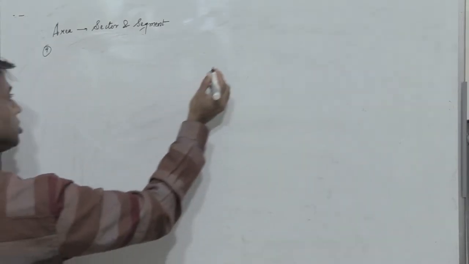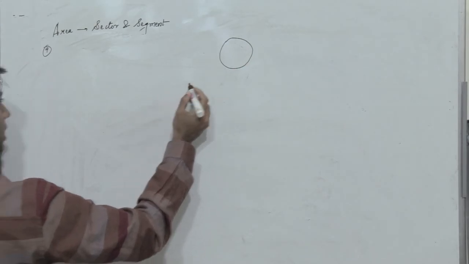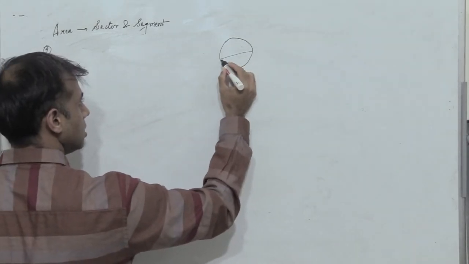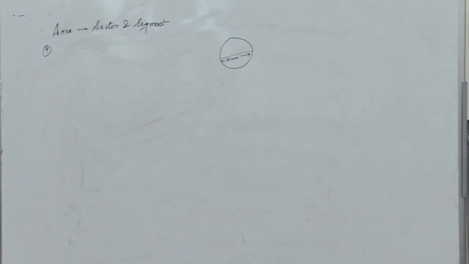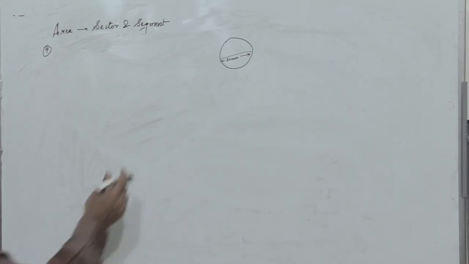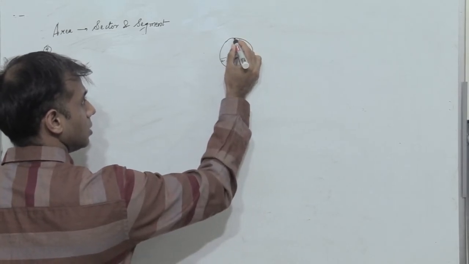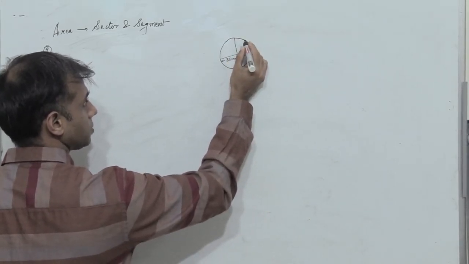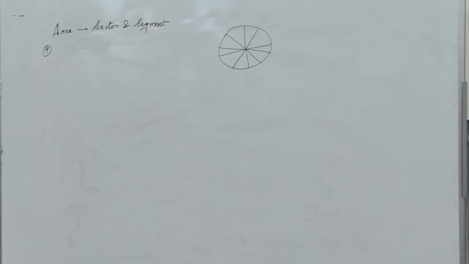A brooch is made of silver wire such that the diameter is 35 millimeters. So the diameter is 35 millimeter. So this is the diameter. And a wire is also used in making 5 diameters which divide the circle into 10 equal sectors. So this diameter is 35. So apart from that, we also have 5 diameters to divide the entire circle. So these are the 10 equal sectors. So we need to find the total length of the wire.